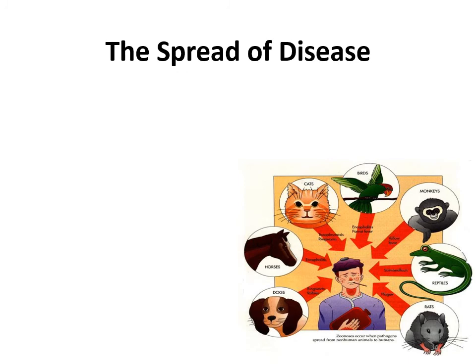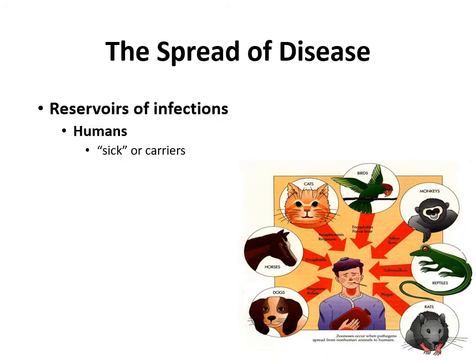Speaking of pandemics and the spread of disease, when you think of the spread of disease, you can think either big worldwide spread or even within your own home, your own everyday life. There are various ways for disease to spread because there are various reservoirs of infection, meaning things housing the pathogens. The first big category of reservoirs of infection is humans. And humans as reservoirs can either be sick people or they can be carriers.